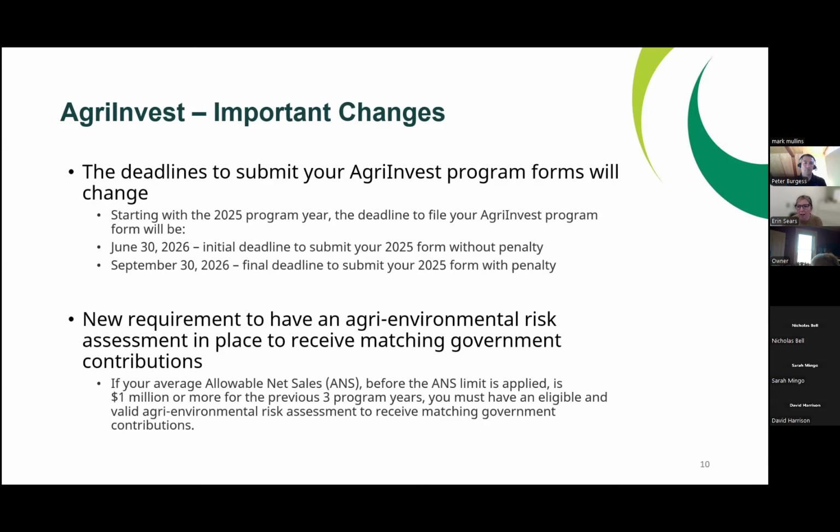Oh, sorry. There are also going to be new requirements coming out. Anybody who has allowable net sales over $1 million for the previous 3 years of a program will be required to have an agri-environmental risk assessment done to get the matching contributions. So again, this is an important piece. If you do fit within that, the Federation of Agriculture does those environmental farm plans, and that would be something you could get in order to check this box. So if you don't have an up-to-date environmental farm plan, it's something you should put on your list of things to do.